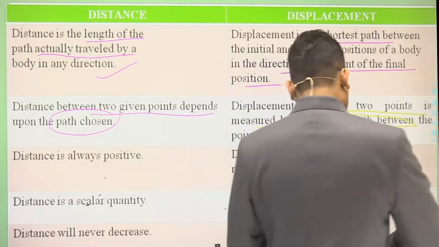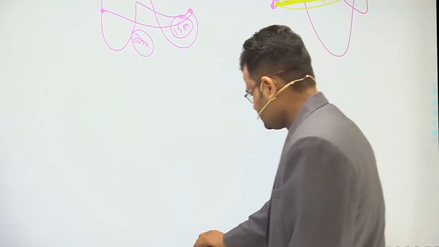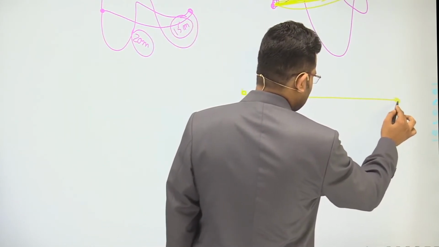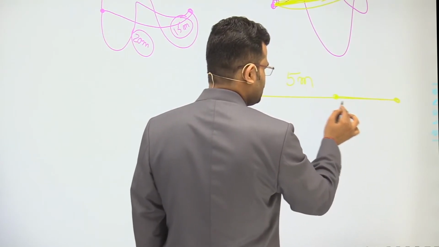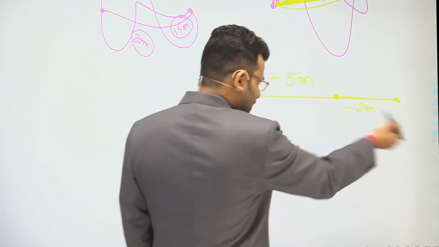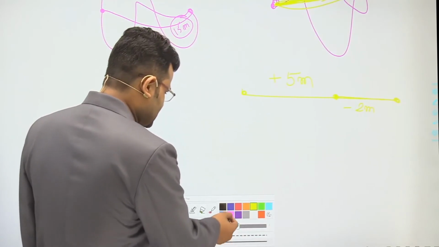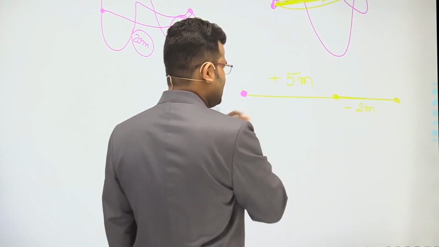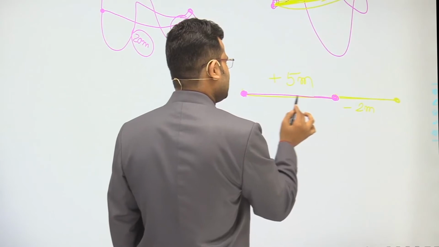Because, according to the definition, a person standing here moves to the right hand side, that is 5 meter, and comes back 2 meter. So it is 5 meter in a positive direction and coming back in a negative direction. Dear student, coming back in a negative direction, that is negative. So what is the displacement? That is the initial position, that is the final position. Now mark the straight line between them.